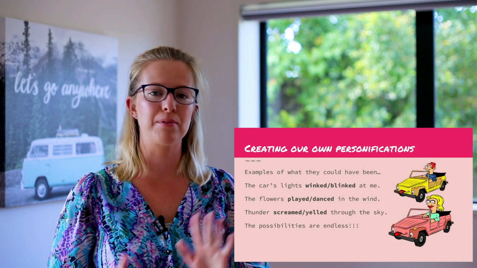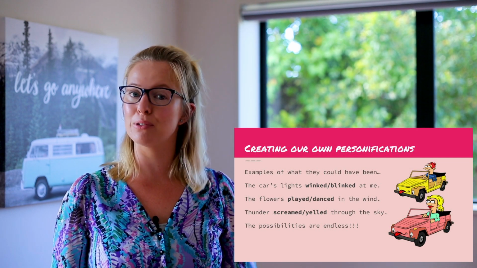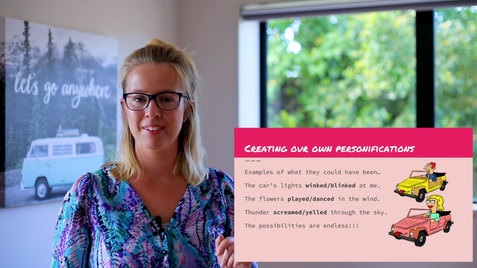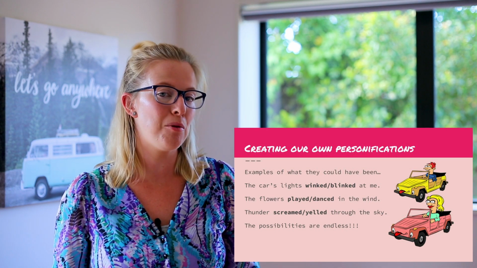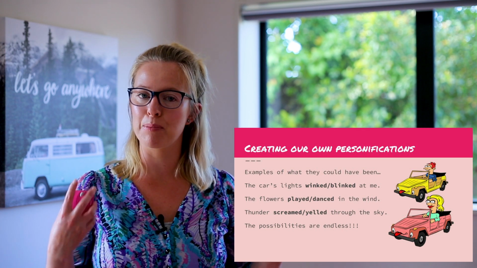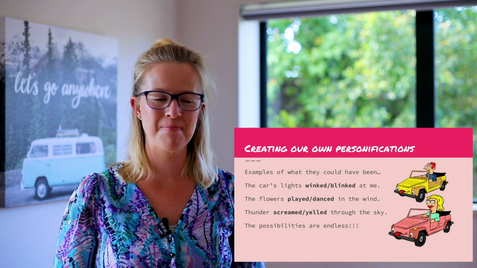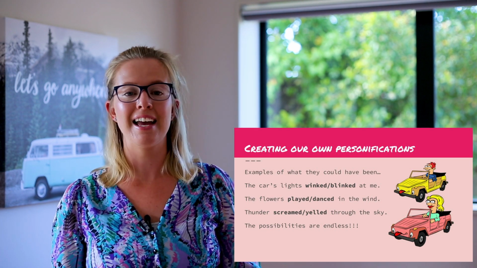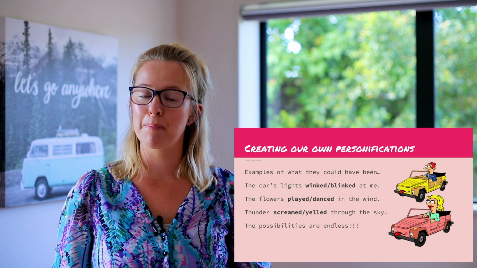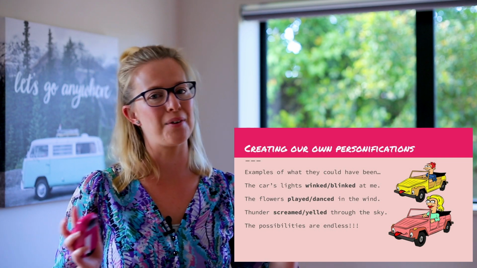So, I wonder if you were able to think of any personifications that you could put into those sentences. Here are some examples that I have done. The car lights winked or blinked at me. So, car lights can't actually wink or blink because they don't have eyes, but humans can wink and blink, and using that personification describes what the car lights were doing and it makes it more relatable in our heads. The next one is, the flowers played or danced in the wind. Again, the flowers aren't really dancing, but by saying that they played or danced in the wind, it paints a nice picture of what those flowers were doing.